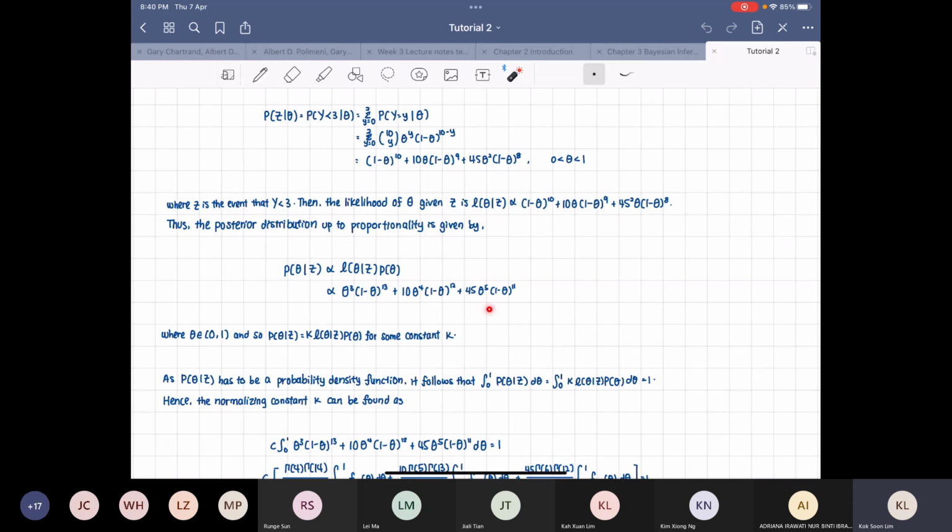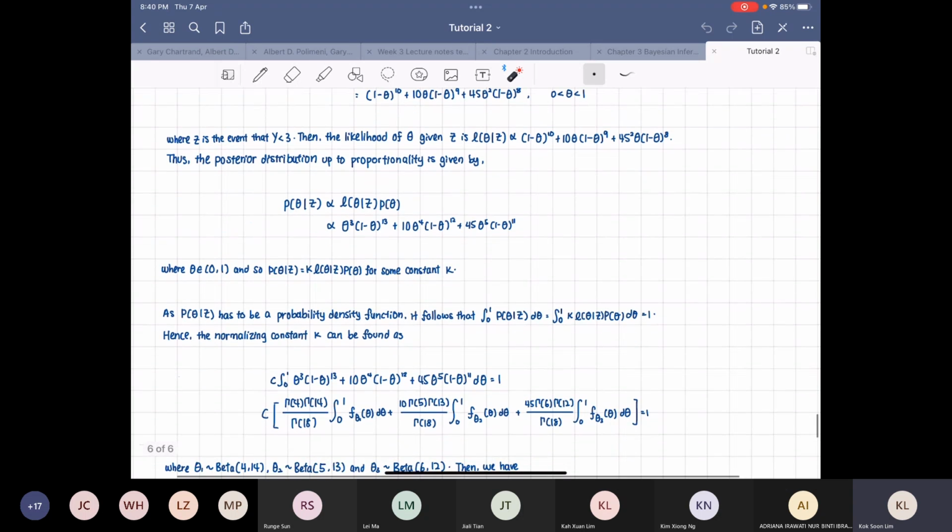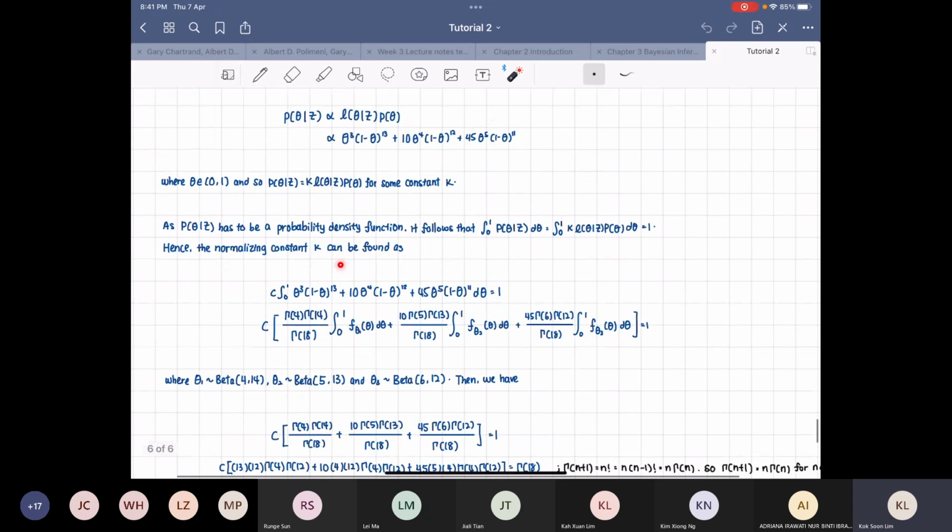Now we can find the posterior distribution up to proportionality. It's given by this, and theta over here is between 0 and 1. Because this is proportional, when we multiply the right-hand side with some constant K, we get the equality. Because the posterior distribution has to be a PDF, if we integrate over the admissible range of theta, it should equal 1. So the normalizing constant K can be found as follows.